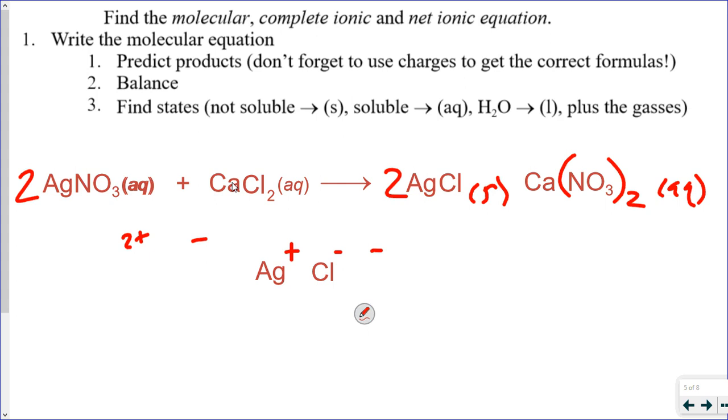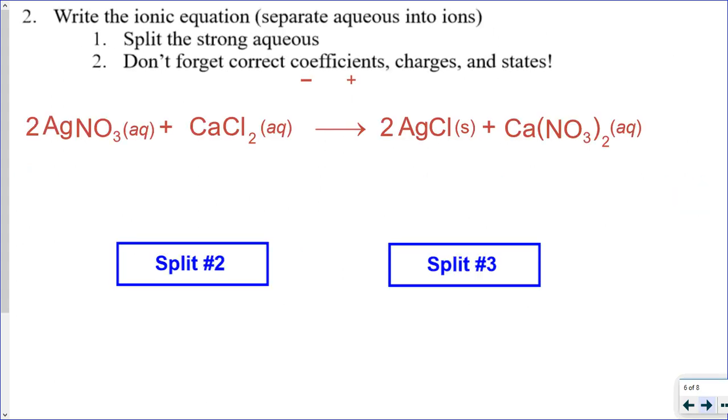And keep in mind, the right side here and the left side has formulas that are written technically inappropriately. CaCl2 aqueous isn't really CaCl2. It's broken apart into its component ions. And that's where the next process comes in. Writing the ionic equation. We basically appropriately split things as they really exist.